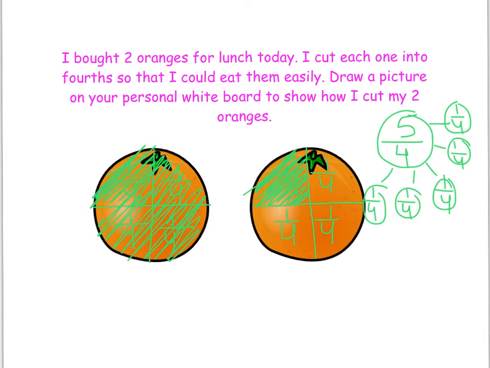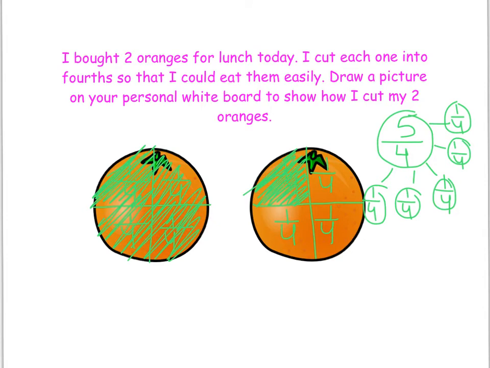Let's compare the number of pieces I ate to 1 whole orange. I can see the number of pieces I ate is larger than 1 whole orange. I ate more pieces than the whole. 5/4 describes more than 1 whole. It describes a whole and then a little bit of another piece.